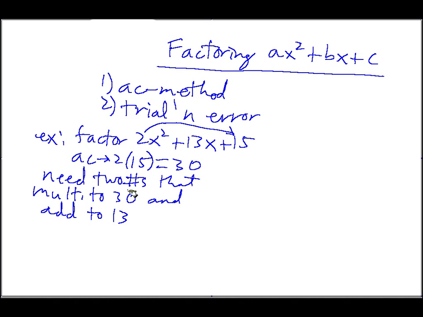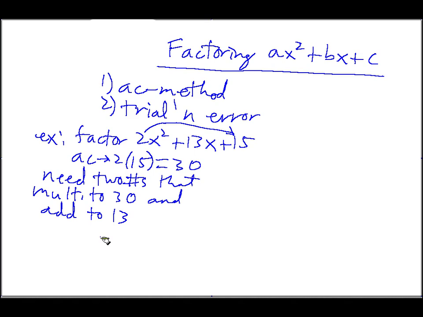So this is very similar to the last section where we multiply to the last number and add to the middle, except now, before I do that, I need to take the first number times the last number. That's my A times C in this case. That's why it's called the AC method, all right? Which gives me 30 in this case, 2 times 15. And then my criteria is I need two numbers that multiply to that and add to what? The middle number, which is 13, all right?